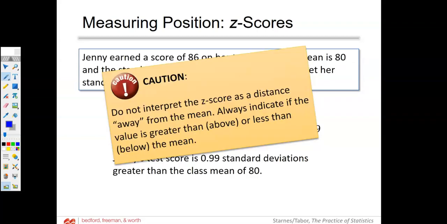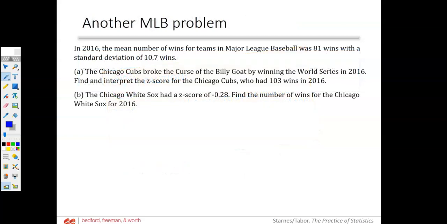Don't interpret it just as a distance away from the mean. It's more than that. If it's positive, it's above the mean. If it's negative, it's below the mean. So it has a direction to it, always has a direction. Sometimes when students describe it, they say, oh, you're 1 standard deviation from the mean. Well, you're 1 standard deviation above or more than the mean.